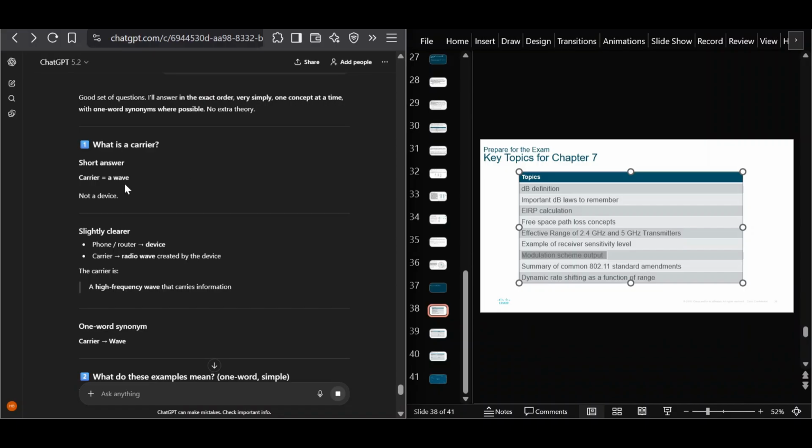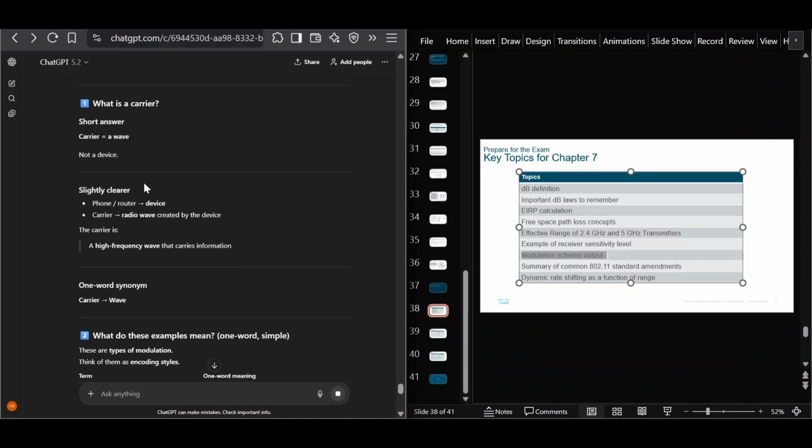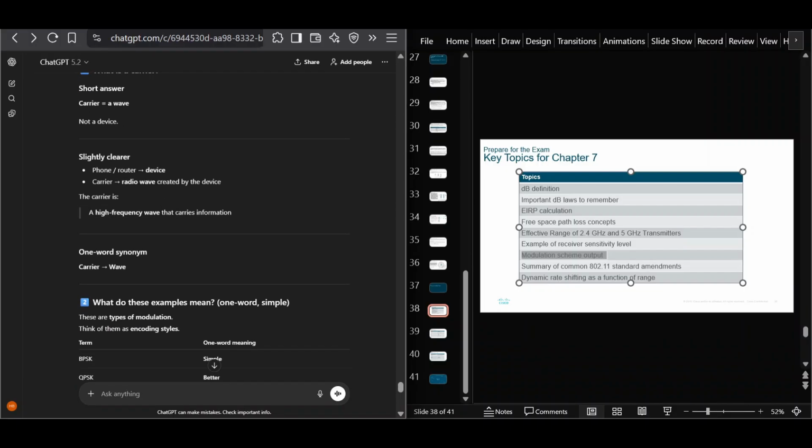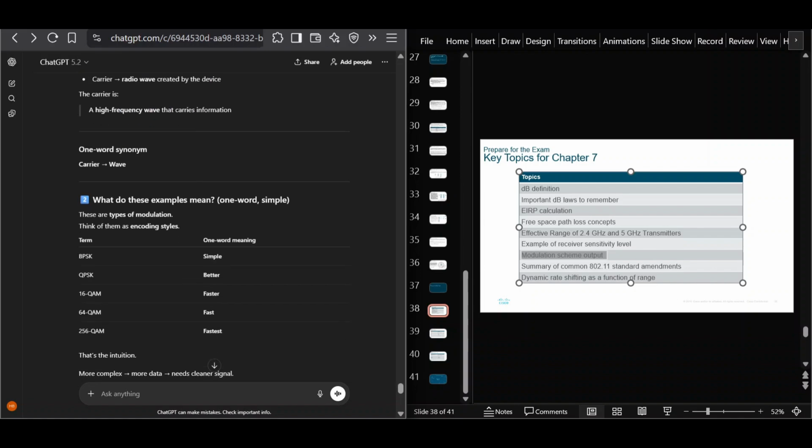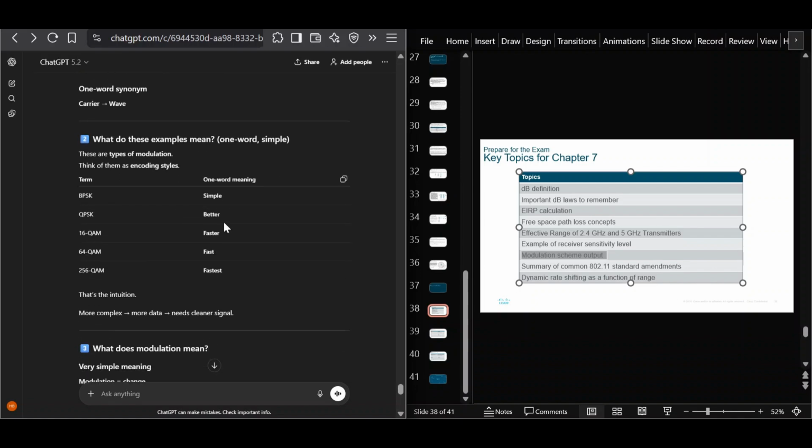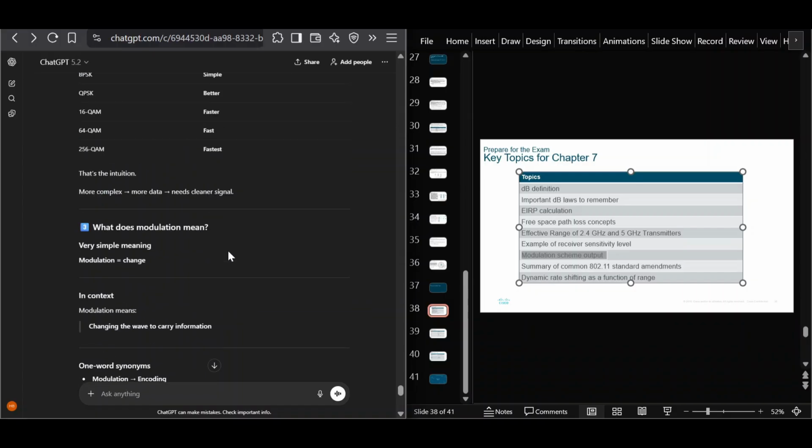What is a wave? A carrier is a wave, not a device. A carrier is a radio wave created by the device, a high frequency carrier wave. Very simple. These are the types of modulation encodings. Simple is slower; more complex is faster, carries more data, but needs a cleaner signal.